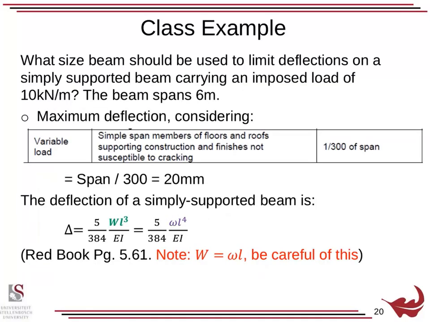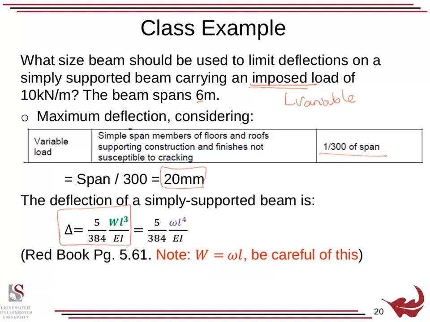So now, what size beam would you need to limit deflections on a simply supported beam carrying an imposed load? Remember, I was looking at 10162 part 2, where it just says look at the variable load of 10 kilonewtons per meter. I'm ignoring permanent load. The beam spans 6 meters, maximum deflection, variable load. So let's say it's a simple span of floors and roofs susceptible to construction finishes, not susceptible to cracking, 1/300. So for a 6 meter span, I can have up to a 20 millimeter deflection.